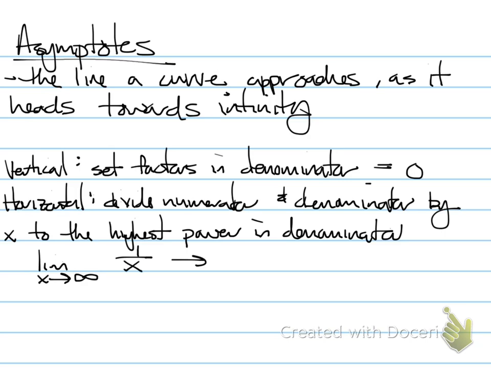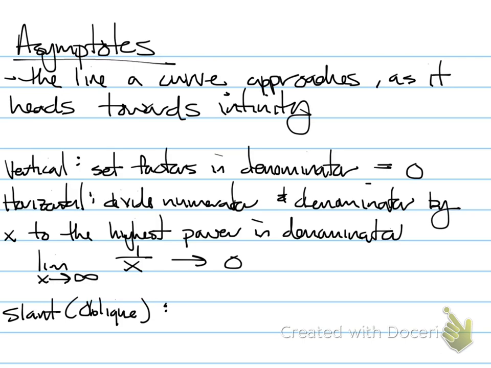Since we know that the limit as x approaches infinity of 1 over x, if x continues to get bigger and bigger, the value for that function is going to continue to get closer and closer to 0. It's never going to get to 0, but it will continue to get closer and closer to 0 as x gets bigger and bigger. So that limit approaches 0.